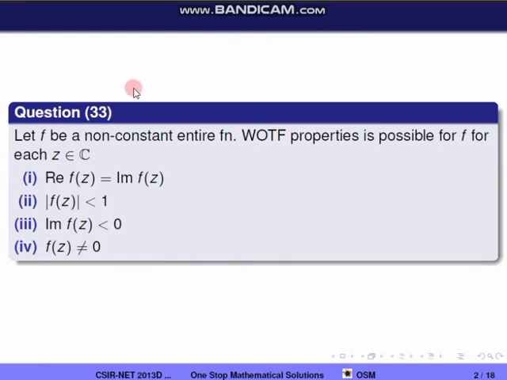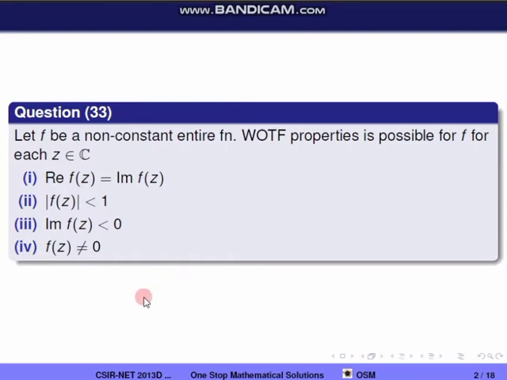First question, question 33. Let f be a non-constant entire function. Which of the following properties is possible for f for each z in C? So they have given a non-constant entire function. We have to say which of the following options is a property of f for each z.